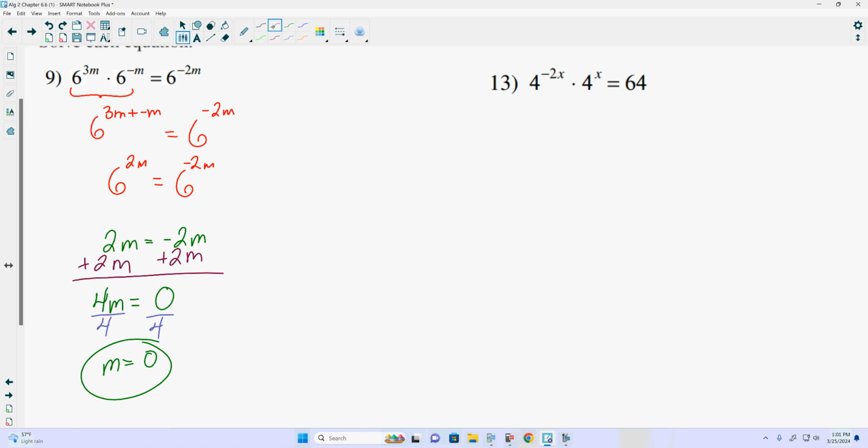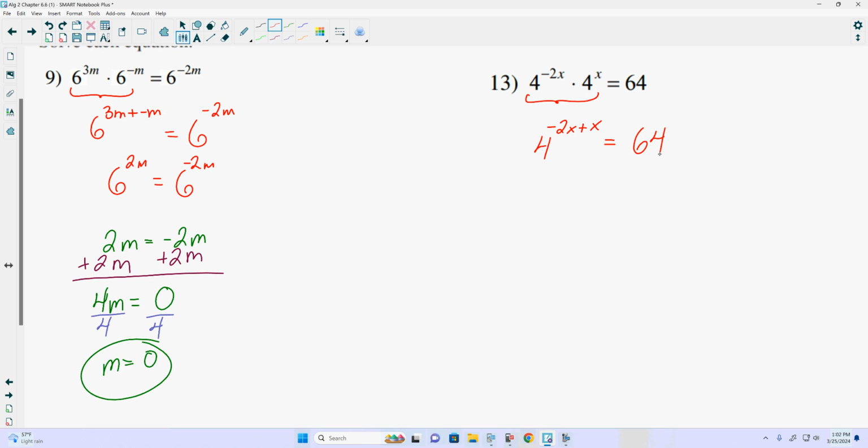So questions on number 9. I feel kind of comfortable with that. That's not too bad. We just need to get it as a single term on either side. Well, that's kind of handy to know because for 13, 4 to the negative 2x times 4 to the x, since we're multiplying like bases, we can add the exponents. So our 4 to the negative 2x times 4 to the x would be 4 to the negative 2x plus x.